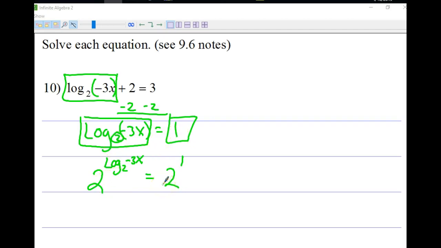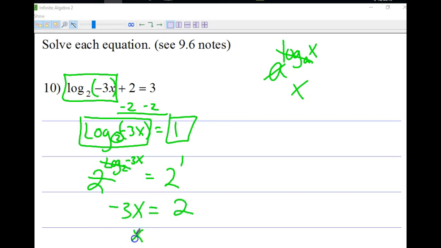Now why do we do that? Well, there's a log rule. The log rule says this: anytime you have a raised to a power of log base a of x, it's kind of like these two just cancel each other out and you're just left with x, right? So in this case, the 2 cancels with the log 2 and we're just left with negative 3x. 2 to the first power is 2. Divide. Got your answer. Negative 2/3.